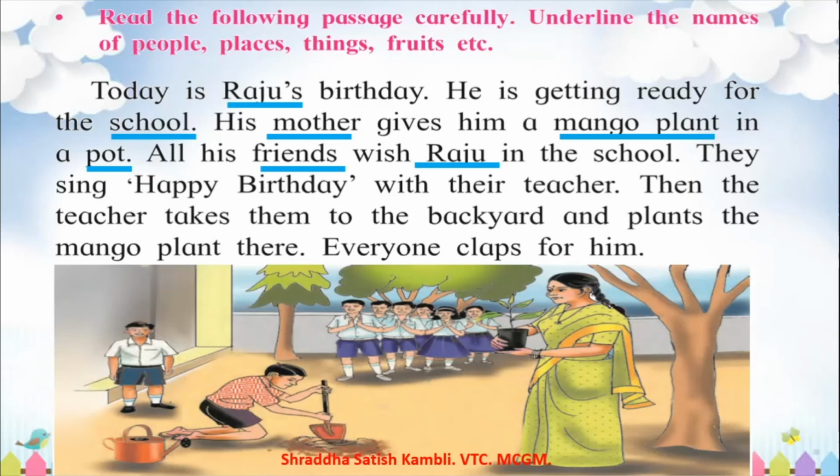We have underlined it once. Again, Raju is a naming word. School once again. See, there's one more naming word here, school. Teacher is again repeated. Okay, and then again we have teacher here. Then backyard is a place, and we have mango plant again. So see, in this particular passage, you have around 7 naming words: Raju, school, mango plant, pot, friends, teacher, backyard. Some of them have been repeated.